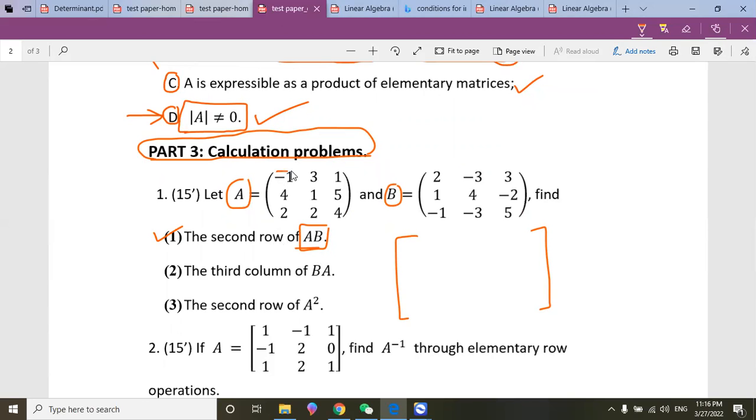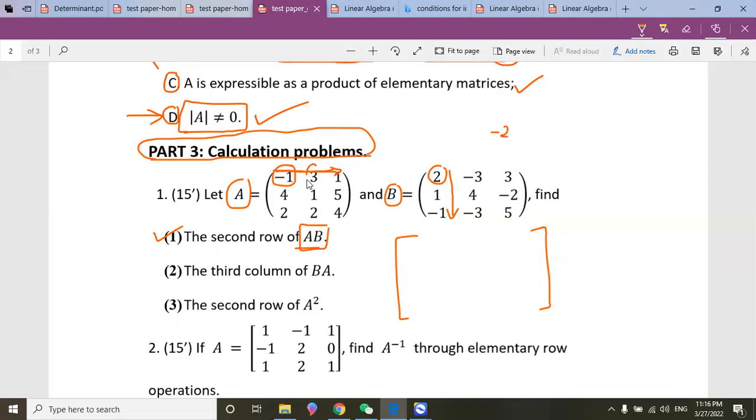You just take from left to right on the first matrix, and on the second matrix, you just go from up to down, from top to bottom. So here we have -1, and here the first entry is 2, right? So 2 multiply -1, it will be -2, okay?